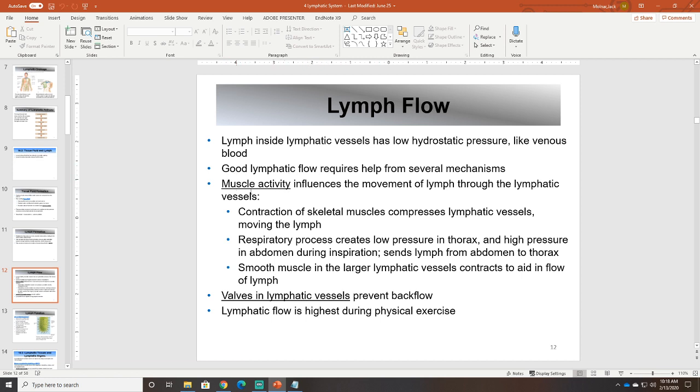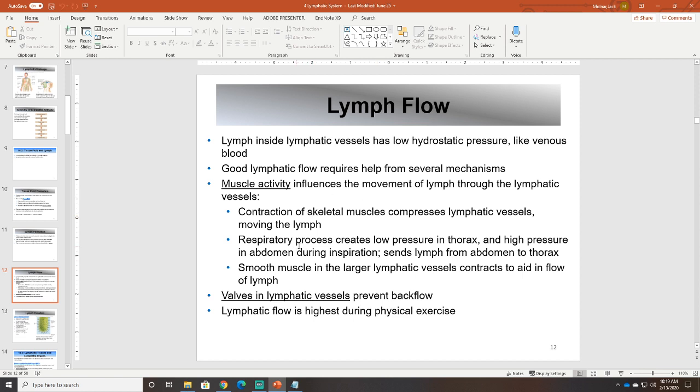Just like veins, the lymphatic system relies on skeletal muscle contraction. When skeletal muscles contract, they compress the lymph vessels just like they compress the veins, and they push that tissue forward. Then we have the valves, which prevent backflow.